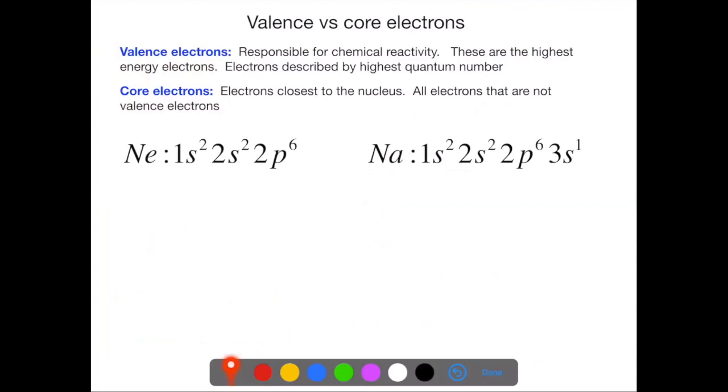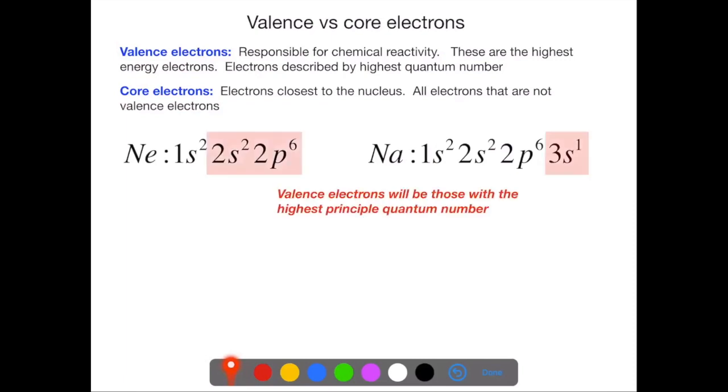When we understand the difference between valence and core, we're going to say that the valence electrons will be those with the highest principal quantum number. So when we look at neon versus sodium, sodium has one valence electron. It's the electron in the third shell. Right? That's the highest principal quantum number. Whereas neon has 8 valence electrons because the highest principal quantum number is 2 and the highest shell is 2. And so all the electrons in that second shell will be the valence electrons of neon.